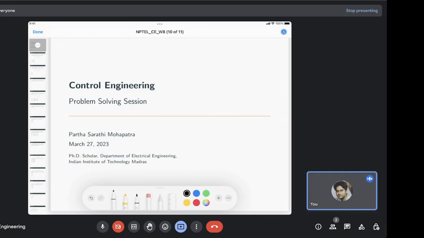Today's content will be based on the lecture videos of week 8, that is, compensator design using the root locus method. So, first of all, why do we need some compensator? I will give a very quick recap of the content of the week 8 lecture videos, and then we will solve some basic problems.